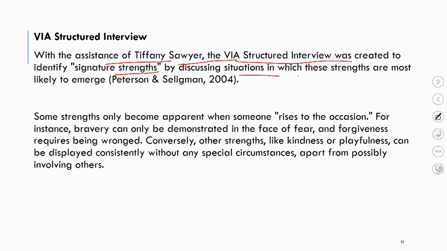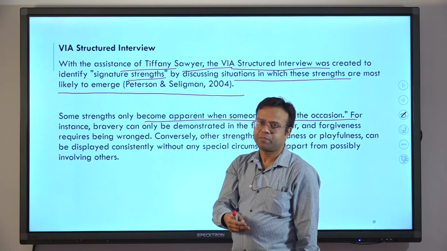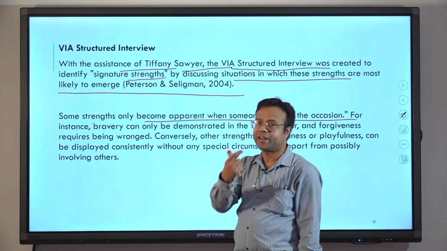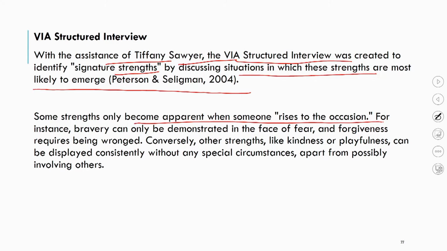By discussing situations in which these strengths are most likely to emerge. So they are asked about different situations in life and how they have dealt with them, and based on that, strengths are identified. Some strengths only become apparent when a situation arises in one's life. Otherwise, those strengths are not expressed most of the time, but when a certain crisis happens, then a lot of strengths come out. So they ask such questions to understand what kind of strengths a person has.